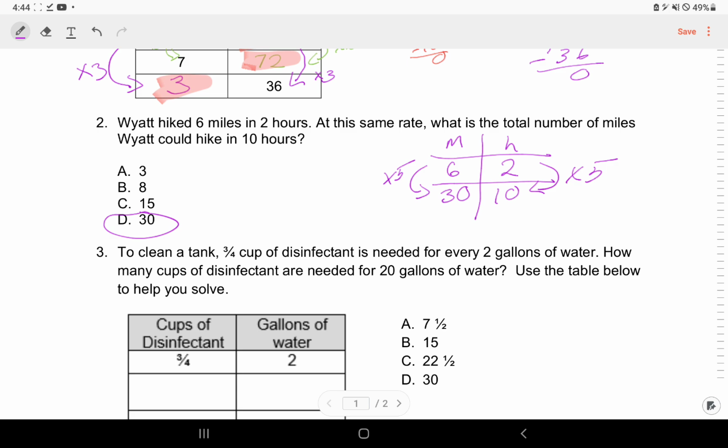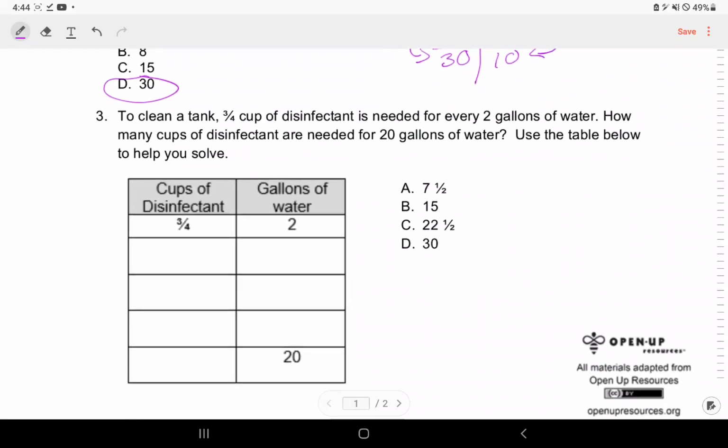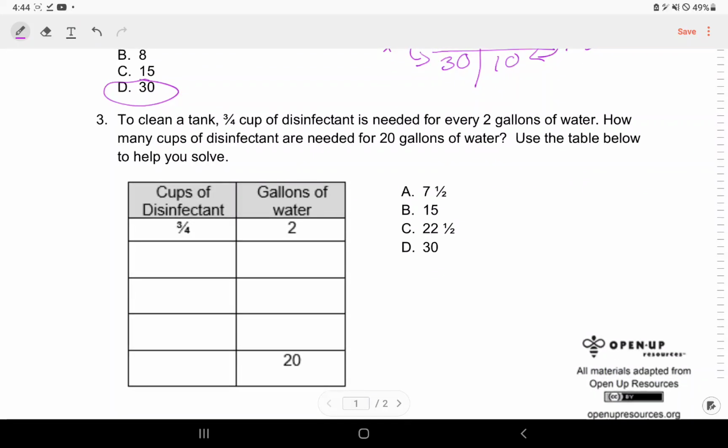All right, let's take a look at question 3. To clean a tank, 3/4 cup of disinfectant is needed for every 2 gallons of water. How many cups of disinfectant are needed for 20 gallons of water? Use the table below to help you solve. So we want to get from 2 to 20. We don't necessarily have to use every blank. That's not an absolute guarantee, 100% necessary thing to do.